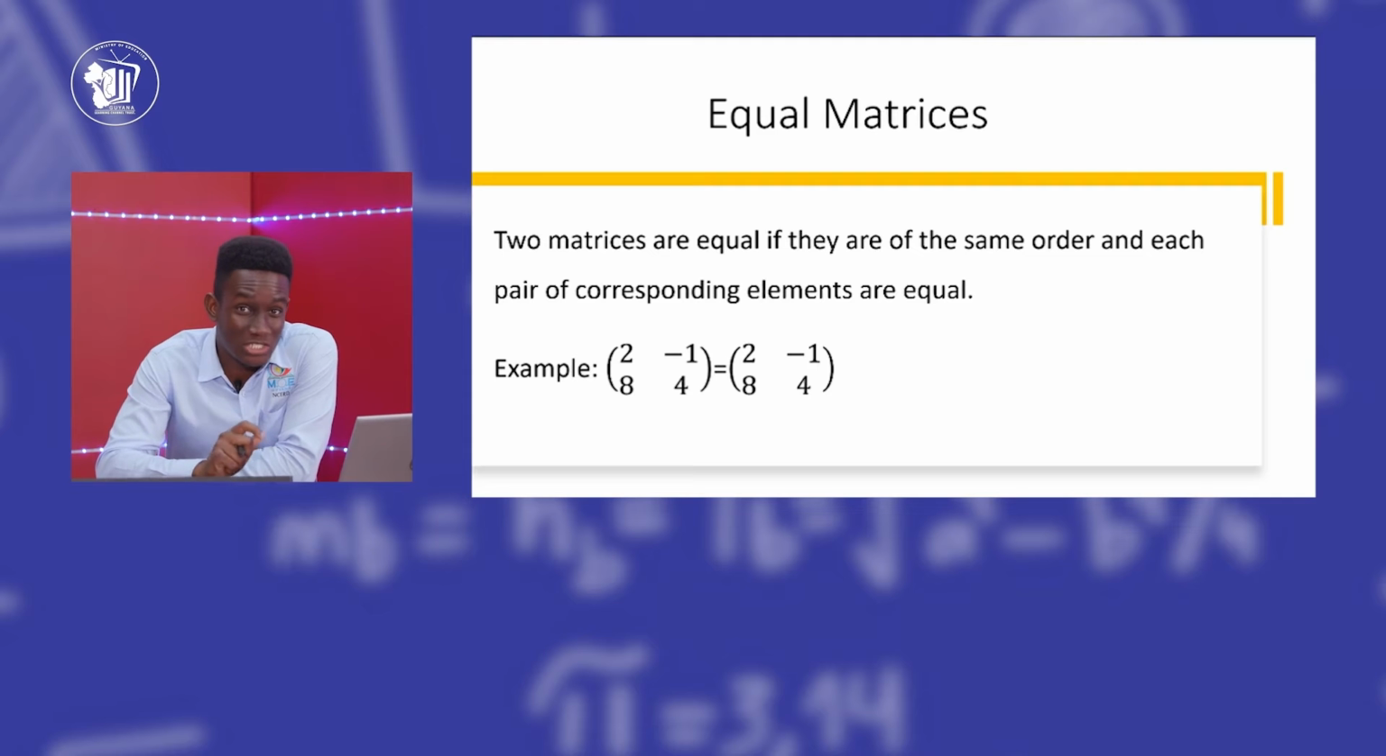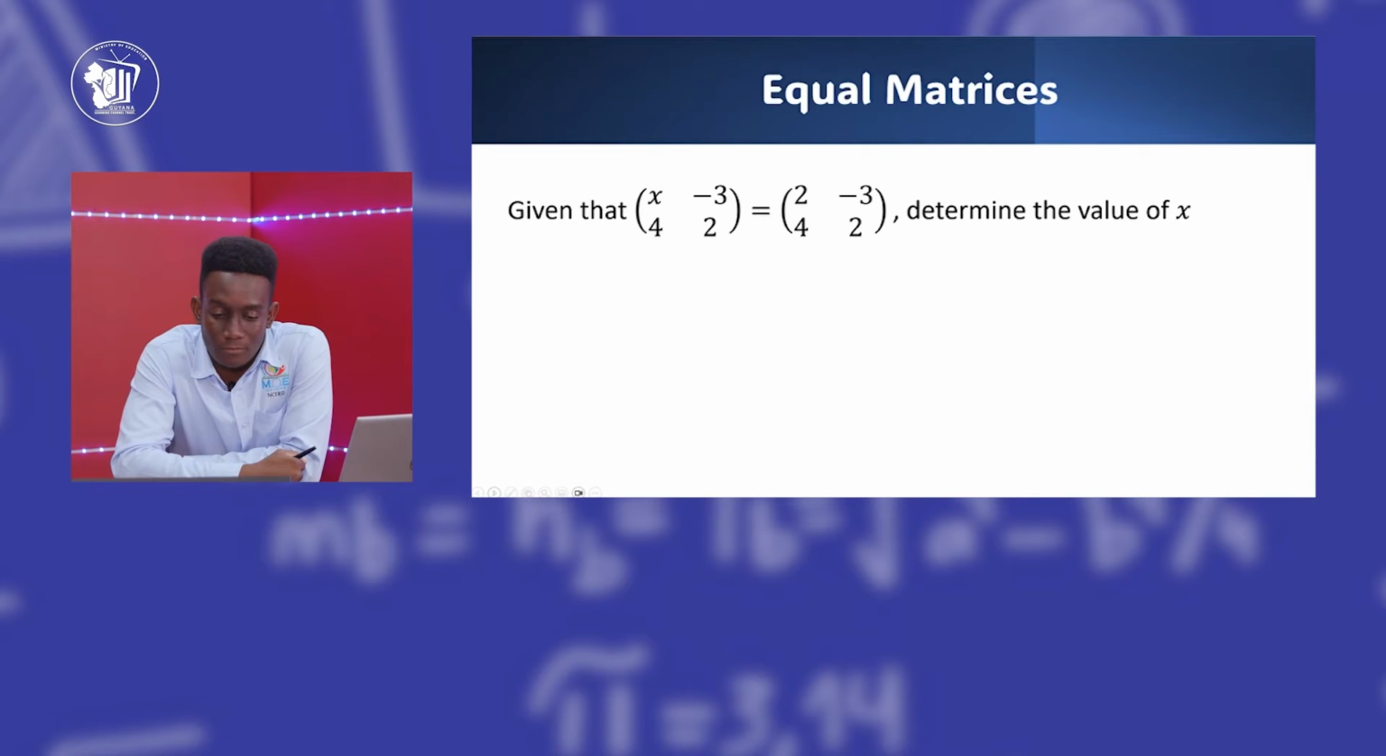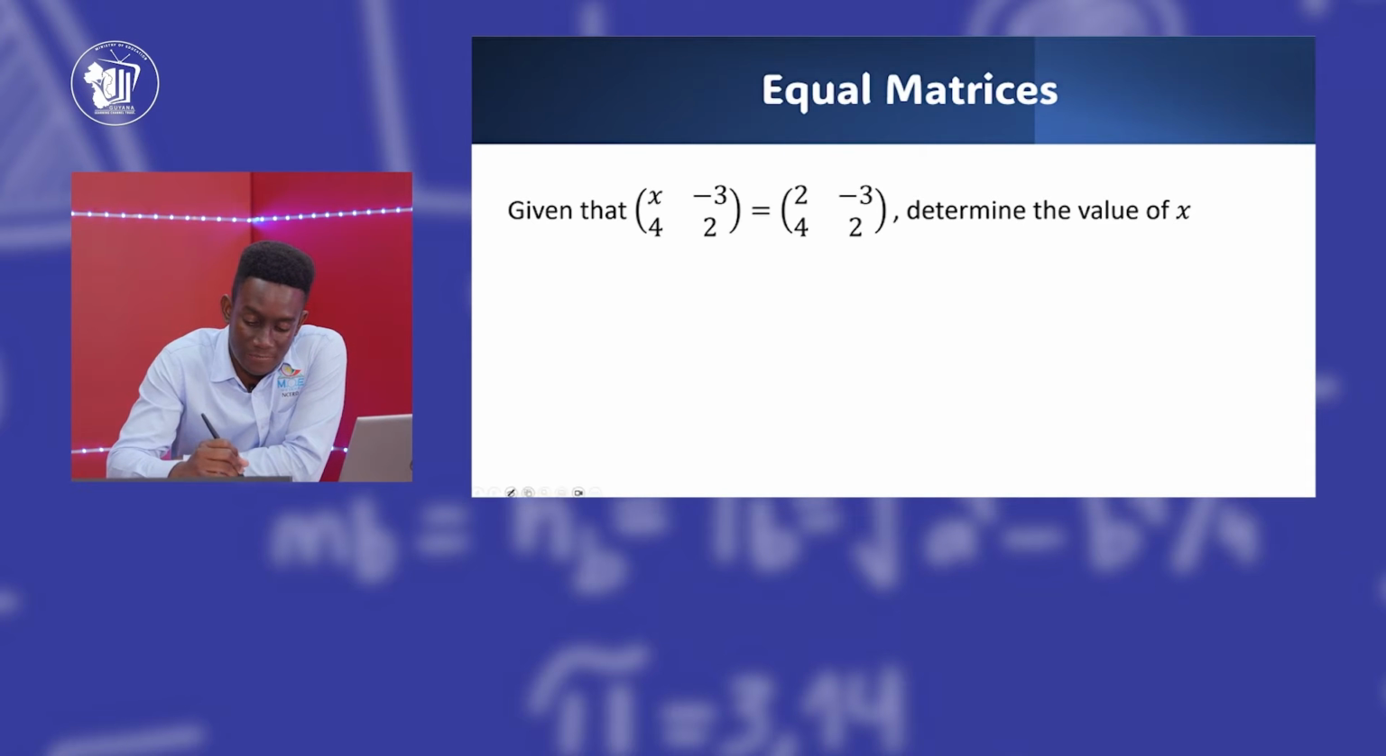So let's look at some questions that we can answer from the concept of equal matrices. This example says, given that we have the matrix x, negative 3, 4, 2 is equal to 2, negative 3, 4, 2, determine the value of x. All we need to do is see what is the corresponding value to x. We see x here is corresponding to the 2. So we can simply say x is equal to 2.